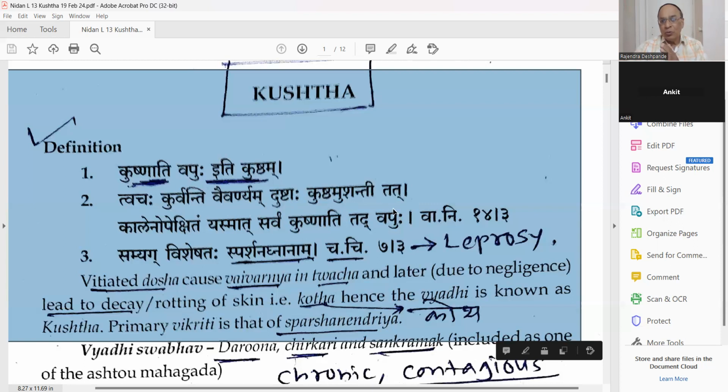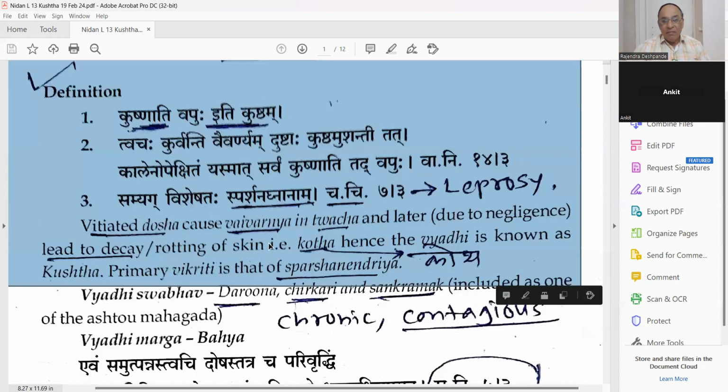Dushtaha kushtam ushanti tat. Kalena upekshitam. Upekshita, negligence. Yasmat sarva kushnati. All the diseases that turn into blackish discoloration. Tad vapuhu. Vagbhat Nidanasthan, Ashtangahrudaya Nidanasthan 14/3. Mainly in Charak Chikitsa Sthan, this word is indicating specifically leprosy.